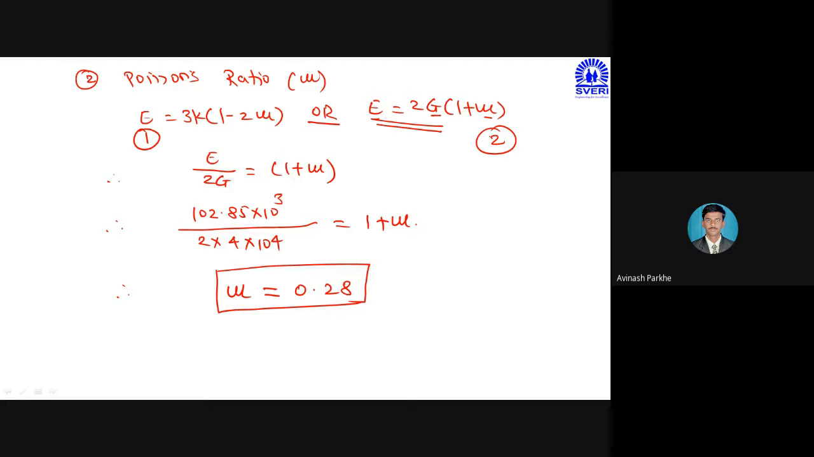Yes, 0.28, this is the correct answer. Okay, finish. Have you finished the calculation part? Yes, sir. Okay.